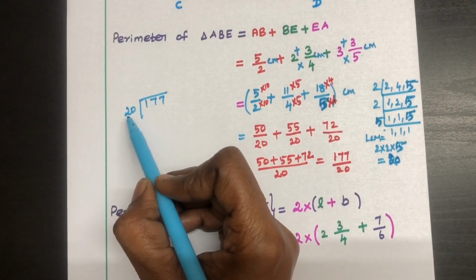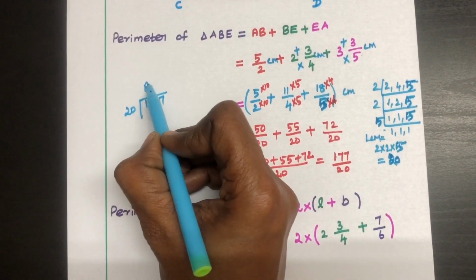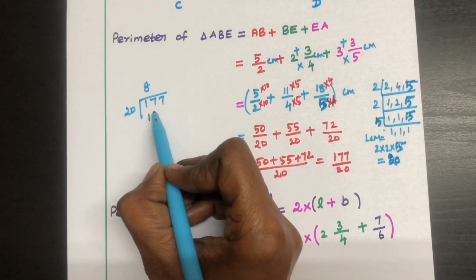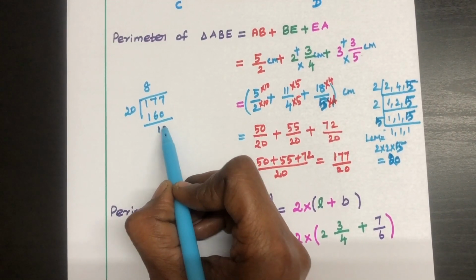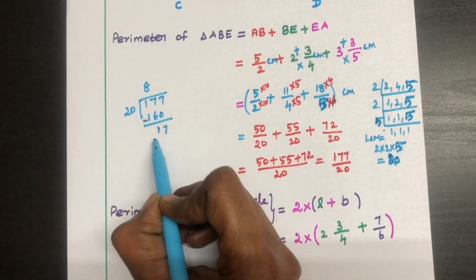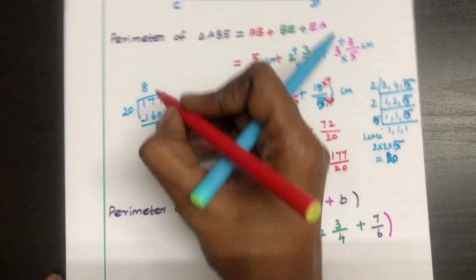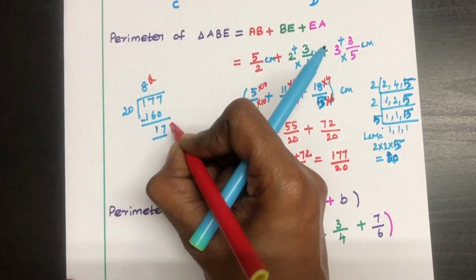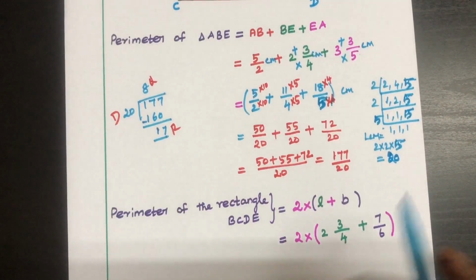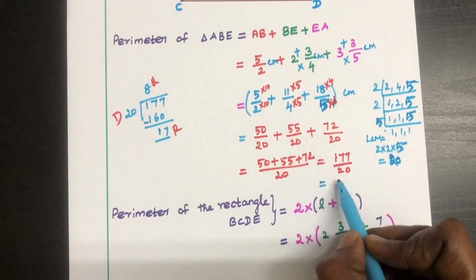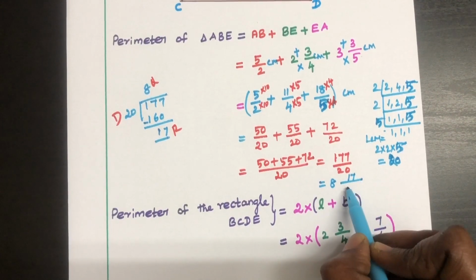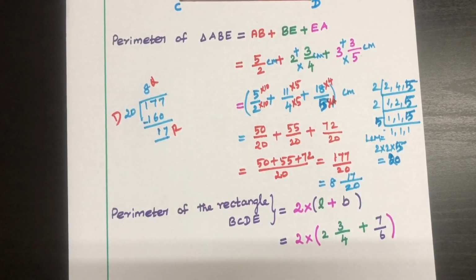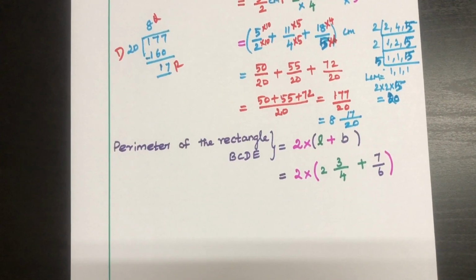8 2s are 16, so 160. So 8 times, 160 will come. The remainder is 17, right? If you subtract, 17. This is our Q or R. So the answer is Q is 8, R is 17 divided by 20. This is our answer. This is the perimeter of triangle ABE.